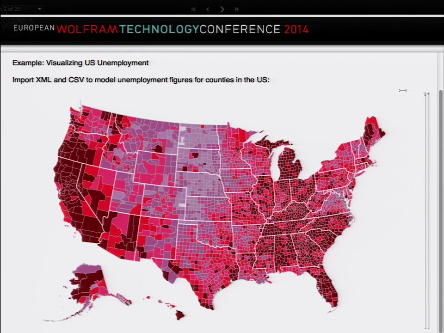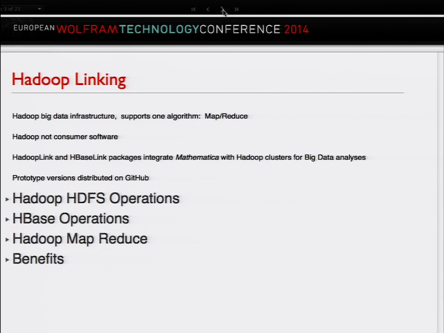visualizations from different places. So this was a map that someone made, and they imported an SVG file. SVG is an XML graphics format to get the outline of all of the counties in the US, and then they loaded a CSV file to get unemployment figures. So that was just an example of the type of thing that you might do.